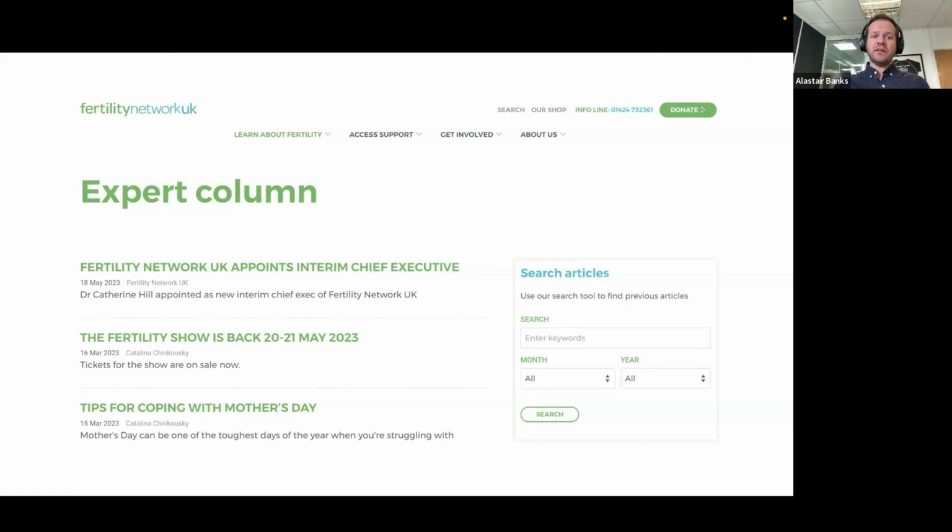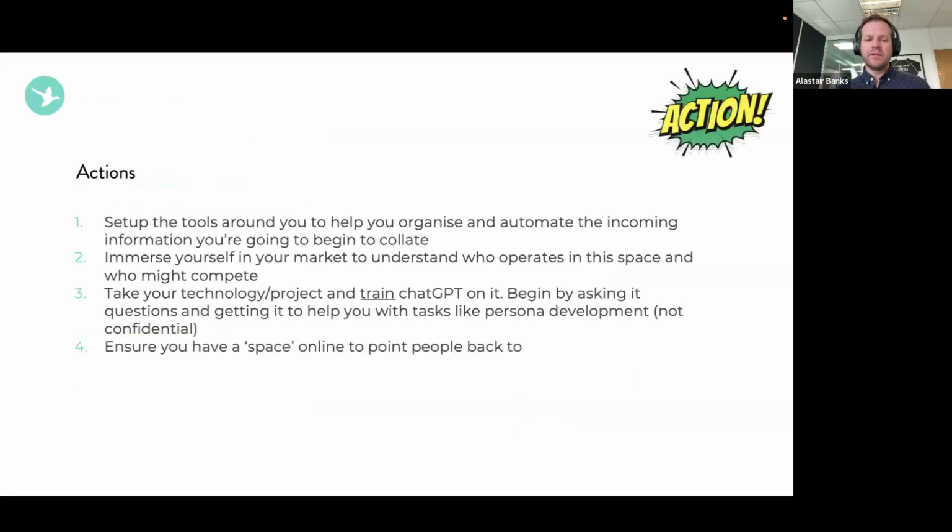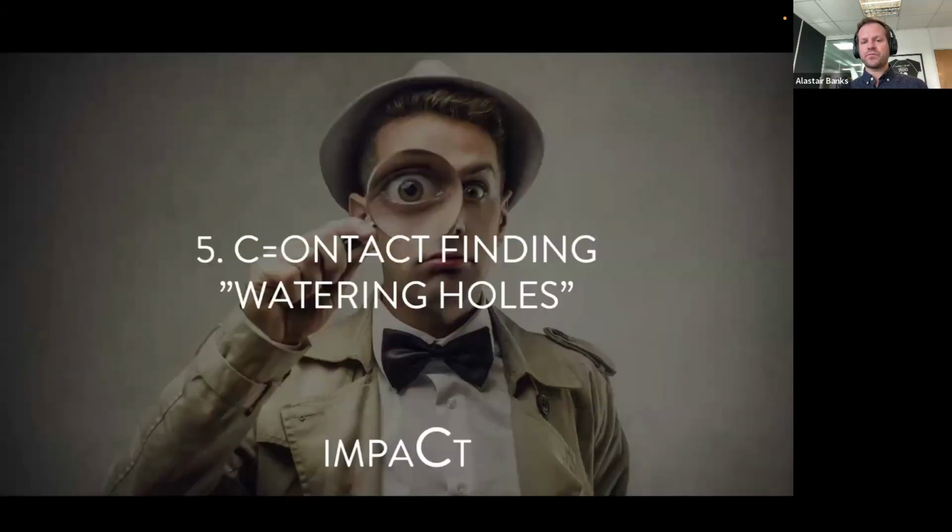So in this example here, I found a website called Fertility Network in the UK, and I found this expert column section. I'm an expert in this space. Obviously I'm not, but in this example I am. So I can go to this place and suggest to them, I'd like to write an article for you about this particular technology that I've created. And there's a very good chance that they will put that onto there because they have an expert column section. And don't be afraid to reach out to these people. They quite often like people doing this. So the point here is to have this space online to point people back to.